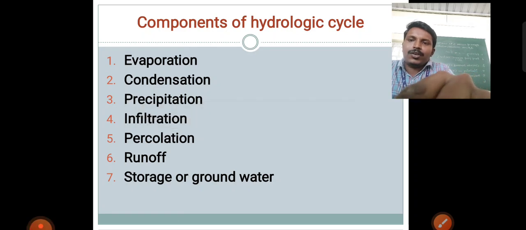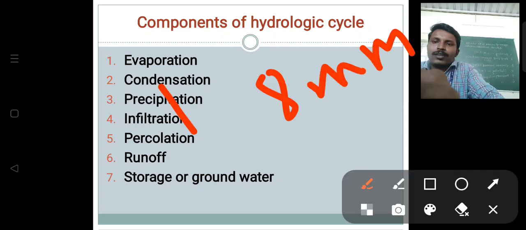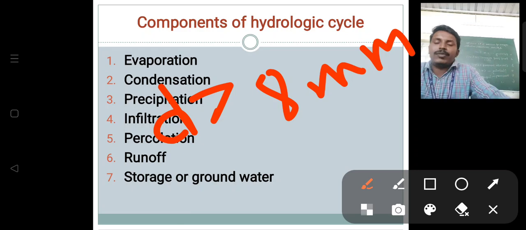And if the diameter of the water droplet is greater than 8 mm, diameter d greater than 8 mm, it is called hail. The size of the ice lumps or ice crystals greater than 8 mm is called a hailstorm.